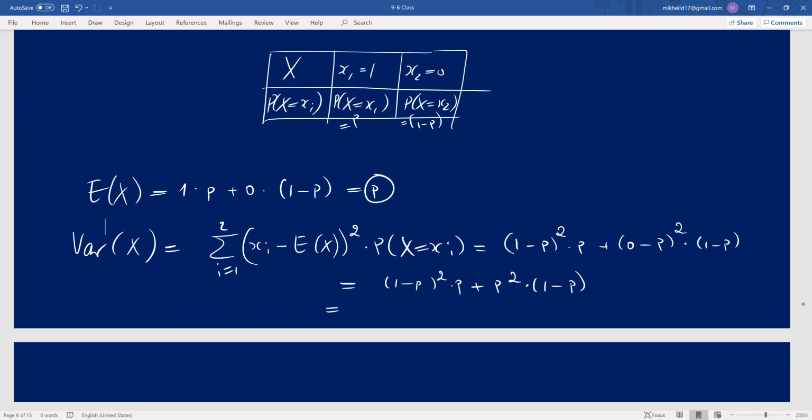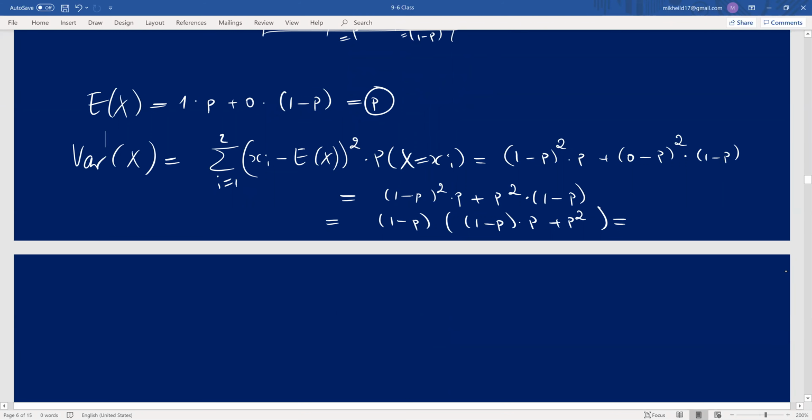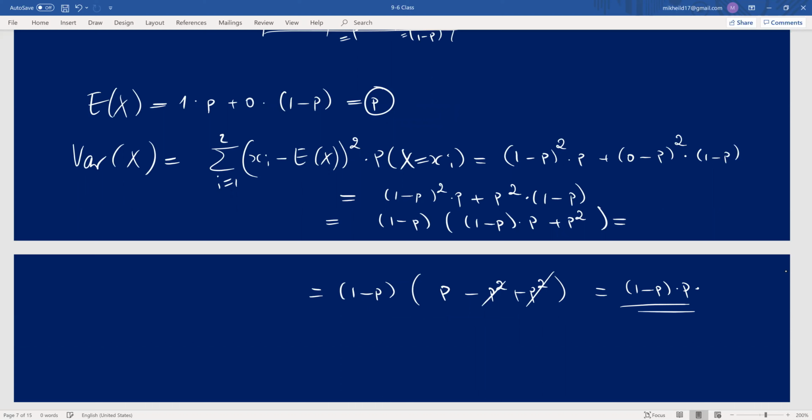Let's open the brackets. You can factor out 1 minus p from both sides, and you will have 1 minus p times p plus p squared, and this will be 1 minus p times p minus p squared plus p squared. So this will cancel out, and then we will have 1 minus p times p. So that's the variance of the Bernoulli random variable.